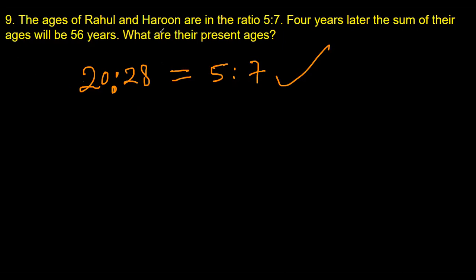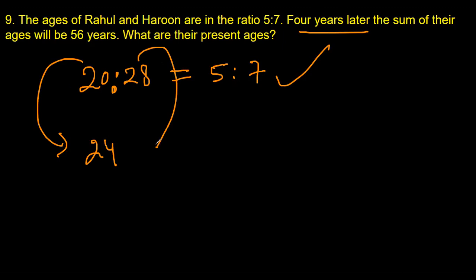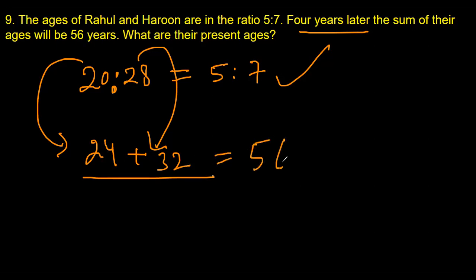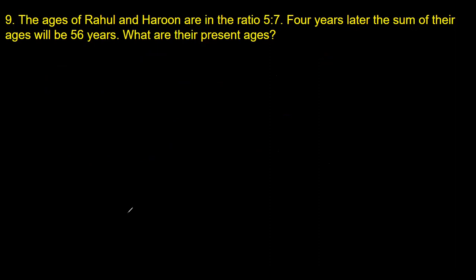And the second condition says 4 years later. So 4 years later, the first person, Rahul, is going to be 24. And the second person 4 years later is going to be 28 plus 4, which is 32. So add these two, 24 plus 32 will give you 56. Second condition also satisfied. You just verified your answer. Yes, the answer of question number 9 is also verified.